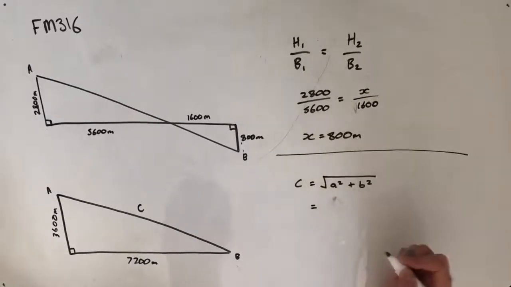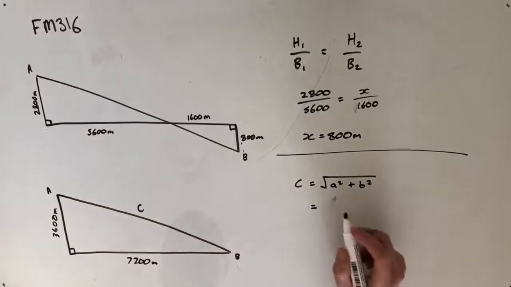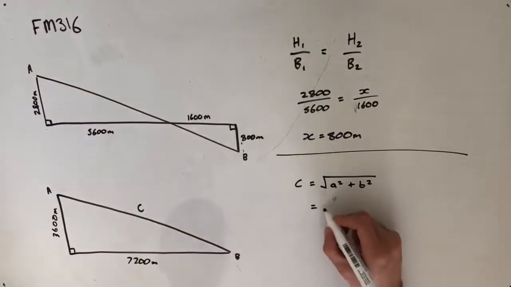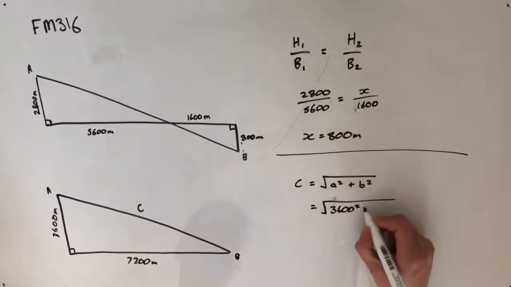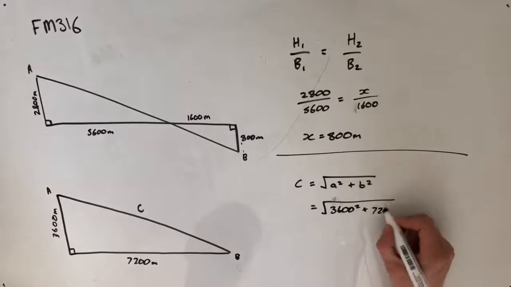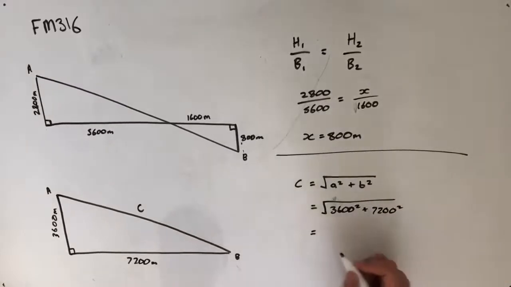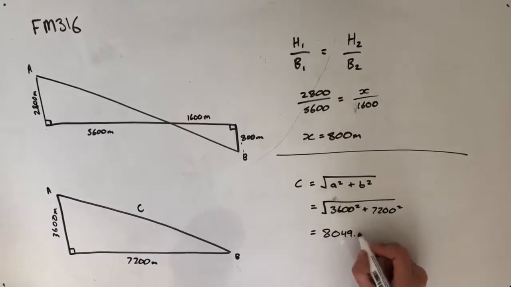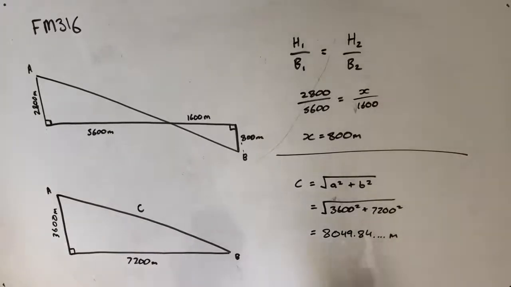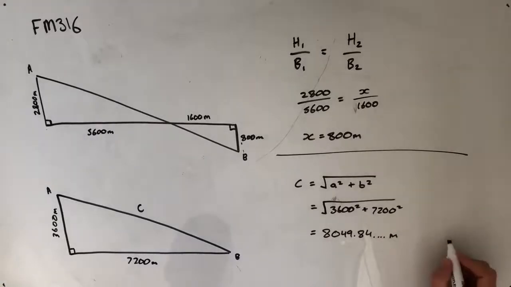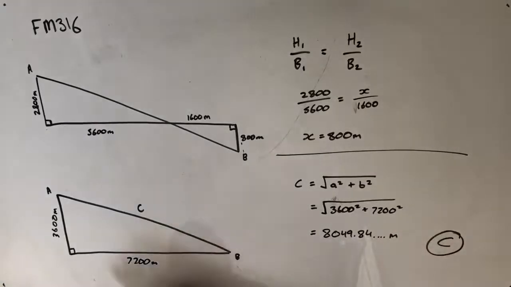So from here we're going to substitute values A and B with these side lengths. So we've got C is equal to the square root of 3,600 squared plus 7,200 squared. Popping this into a calculator should drop out an answer of 8,049.84, decimals going on for a while, and then meters. So this option here, very close to option C of 8,050 meters, in fact, the closest.